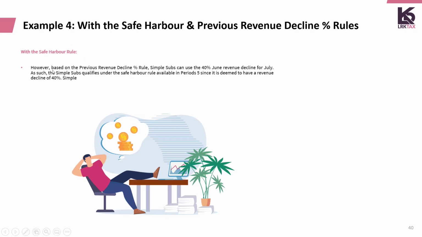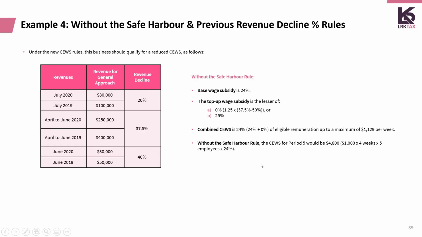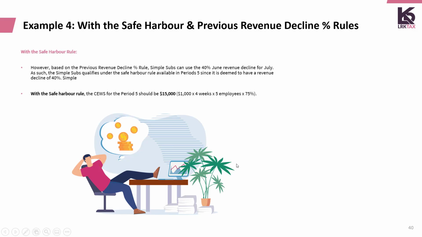So this particular bullet just summarizes that. Simple Subs can use the 40% June revenue decline for July, and therefore when it inherits that 40%, it will automatically meet the 30% using the safe harbor rule to get the 75% wage subsidy. So consequently, with these two rules in interaction, the CEWS subsidy is now 15,000 compared to 4,800. So almost triple in this case.